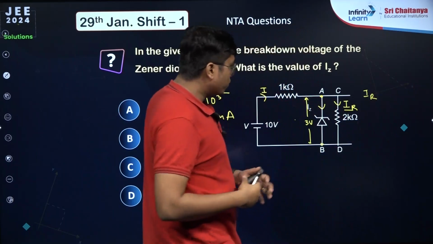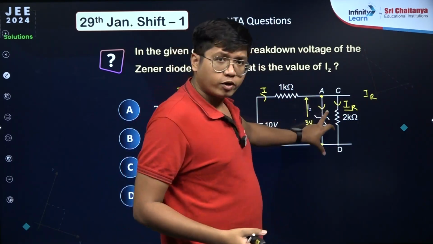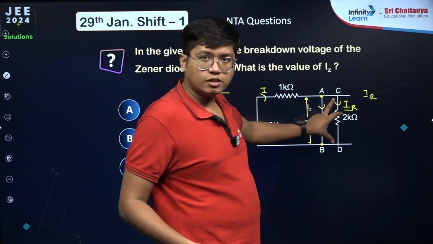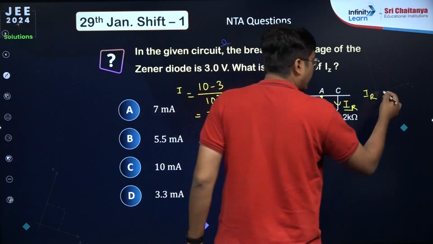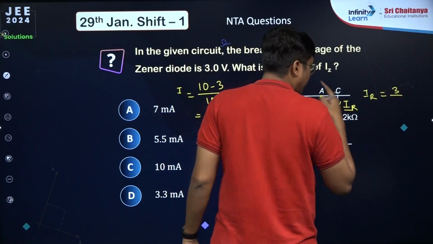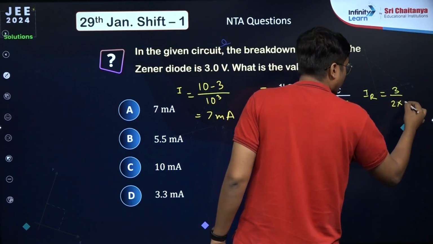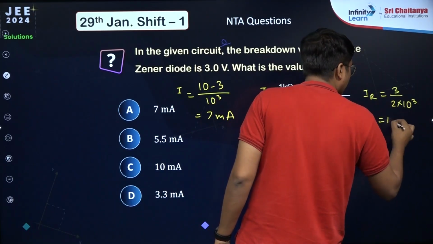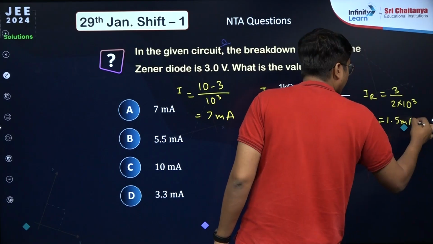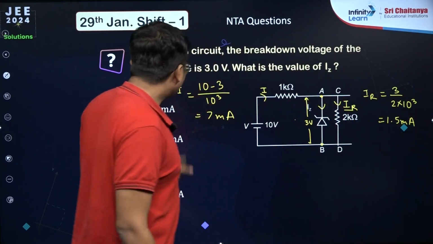So the Zener diode maintains 3 volts across this point. So there's a 3 volt potential difference across this resistor. So IR is going to be 3 divided by 2 kilo ohms, 10 to the power 3. That is 1.5 milliamperes. Now look at this I.